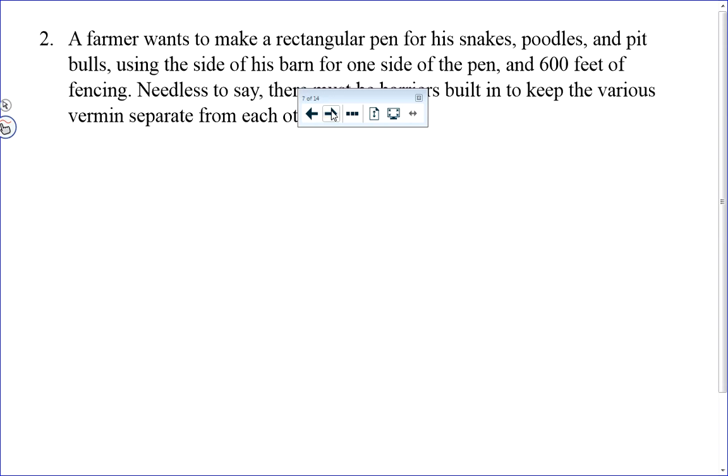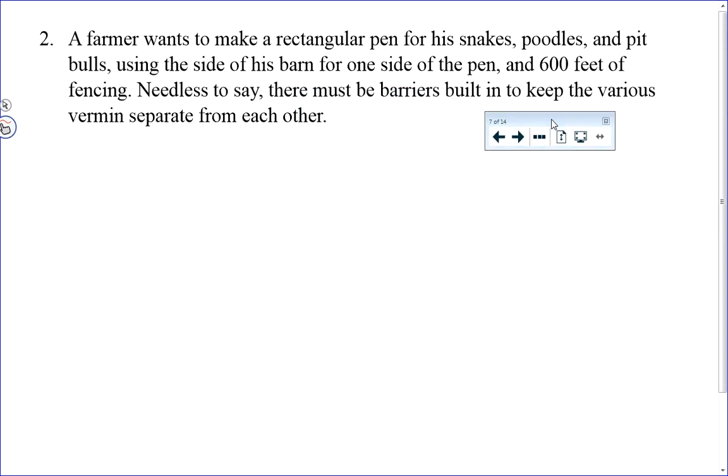All right, let's take a look at the next question. This is a classic problem in max-min problems. We're dealing with a farmer, and this is a very contrived situation.